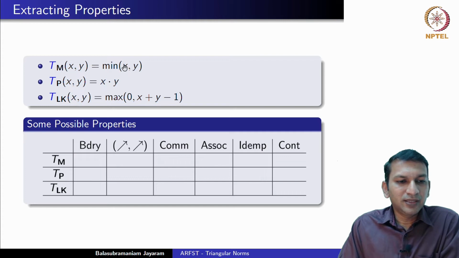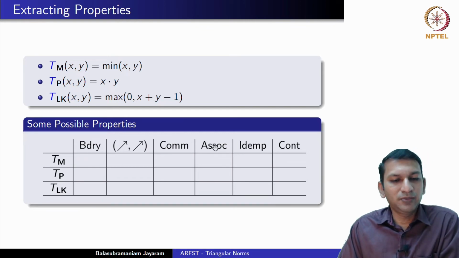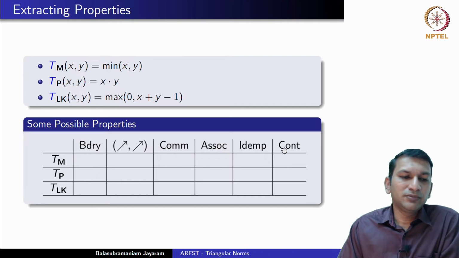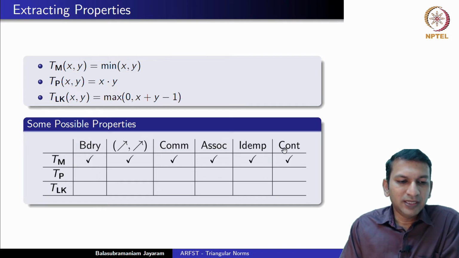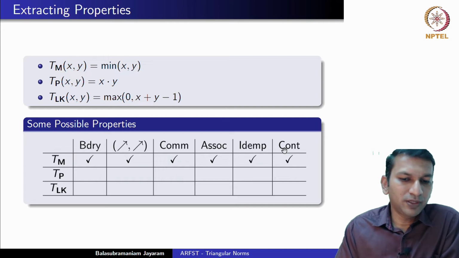Now, it is clear that minimum satisfies the boundary property. And if you fix y and increase x, it is going to increase. So hence it is increasing in both the variables. It is also commutative and associative. We know that min of x comma x is x, so it is idempotent. And we know that it is also continuous. That means it satisfies all these properties.